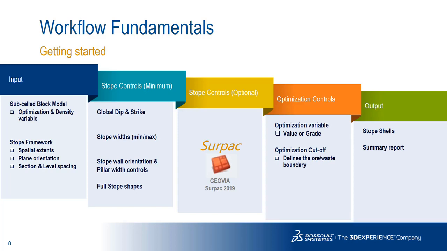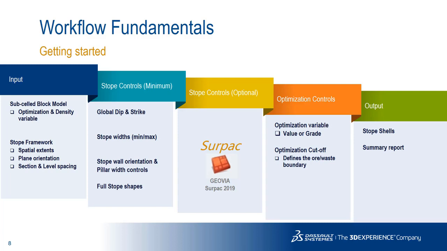For stope controls, the minimum we need is global dip and strike. We need the minimum and maximum stope widths and the stope wall orientation and pillar width controls. Full stope shapes, that is defined by the section and level spacing, and that's the maximum size of the stope itself. Stope controls we'll look at in a little more detail in a tick. That allows us to create more realistic mineable shapes.